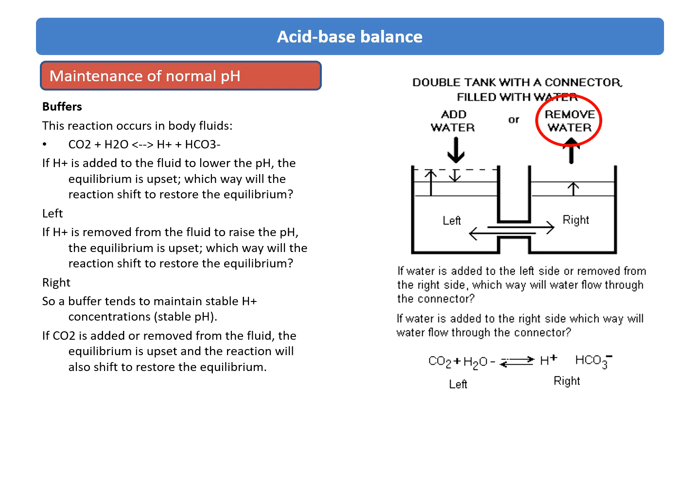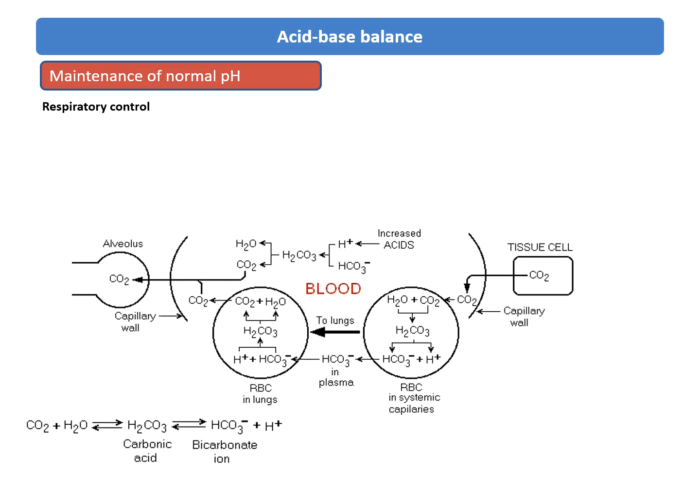If you remove water from the right side, the same thing happens. There will be a shift to the right to restore the equilibrium. On the other hand, if water is added to the right side of the container, which way will water flow? It will flow to the left to reach a new equilibrium. Now respiratory control. Here is a view on the left, the alveolus, and the tissue cells on the right. You've seen this diagram before.